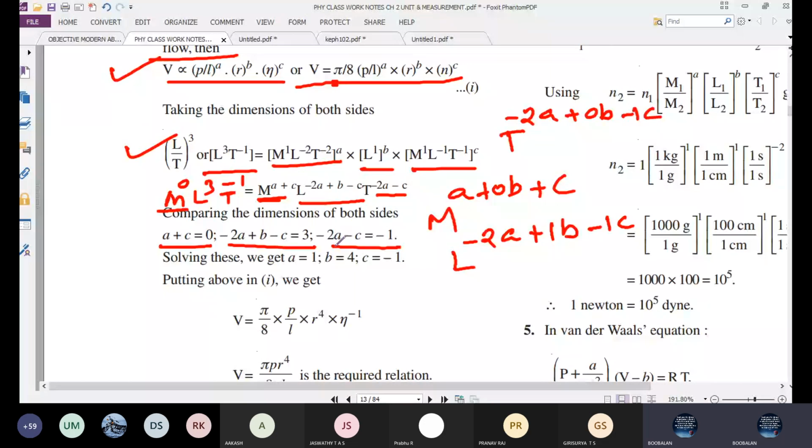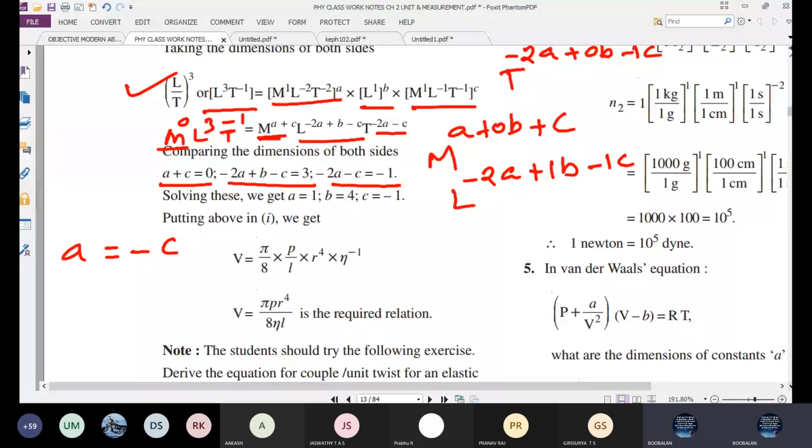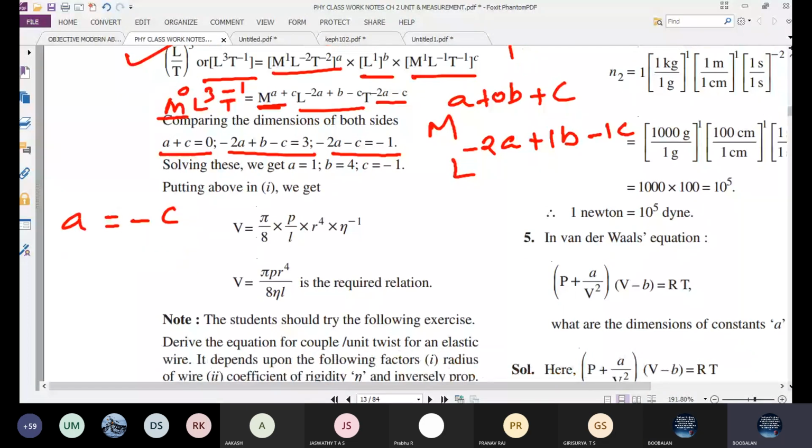Now, a plus c equal to 0 it is there. A value equal to minus c. So now I am applying this value. Listen, after you copy, listen everyone. For the third equation, minus 2a minus c equal to minus 1.